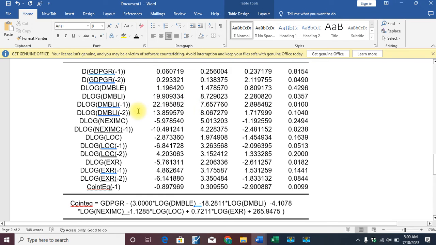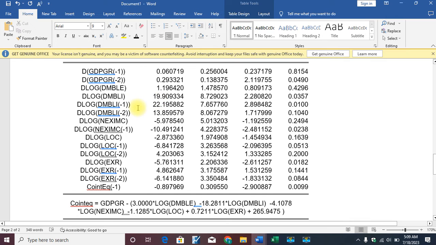Then also the past value of deposit money bank loan to import trade is having a positive impact on economic growth in Nigeria, with a 21.19 unit increase on economic growth, which is in line with the a priori expectation. The a priori expectation is that when loans or credits to import trade increase, it is expected to increase the nation's level of growth, which is also what this particular result explains.